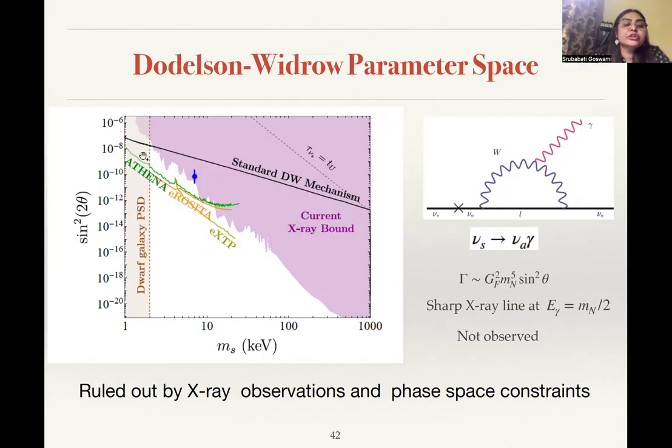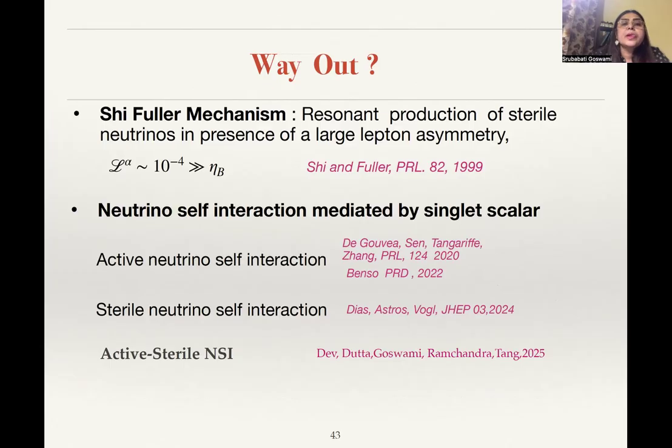And for the low mass region, there was some possibility, but that is ruled out by the Tremaine-Gunn bound. So what we see is that standard Dodelson-Widrow is very interesting. If a sterile neutrino exists, it should happen, but it cannot be a viable candidate of dark matter satisfying the relic density constraints. So there are many way outs people have thought of.